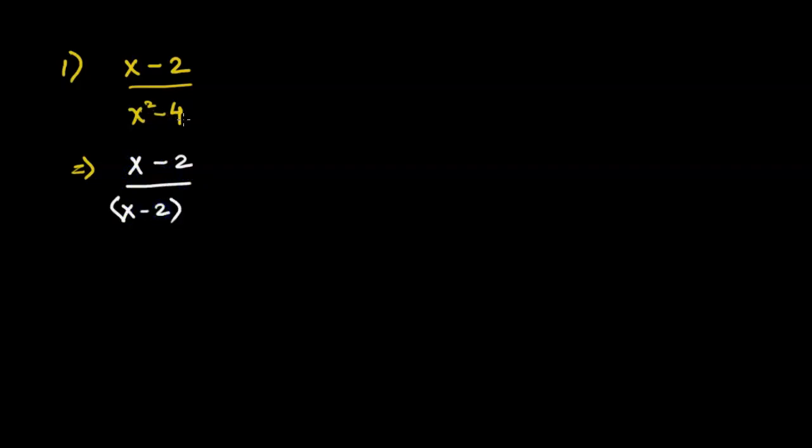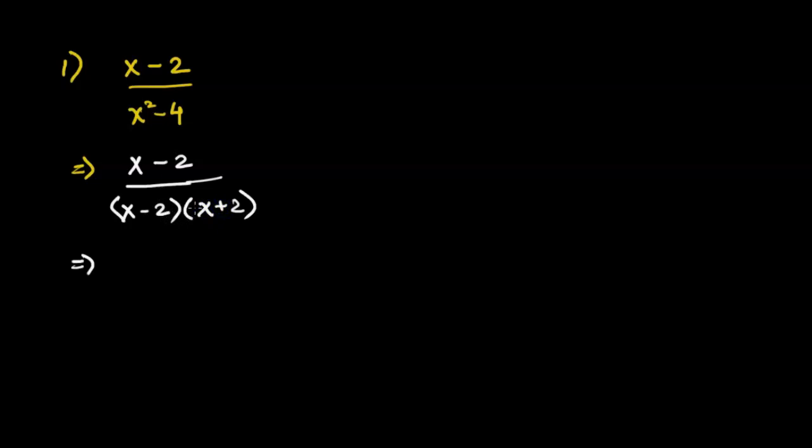Let's say the first example is we are taking a linear over a quadratic function. As we know, this rational function contains a quadratic expression, so we have to first check if this quadratic expression is factorable or not. If it is factorable, then we have to factor it. So the numerator is x minus 2, and the denominator, because it's a square minus b square type of expression, would be a minus b, a plus b, and we see this is factorable.